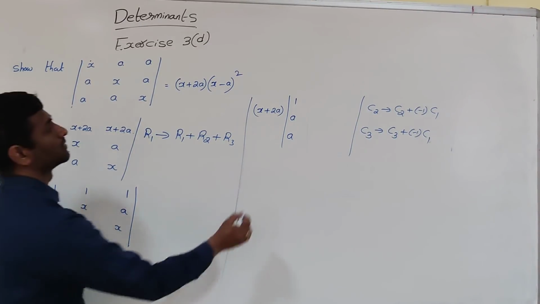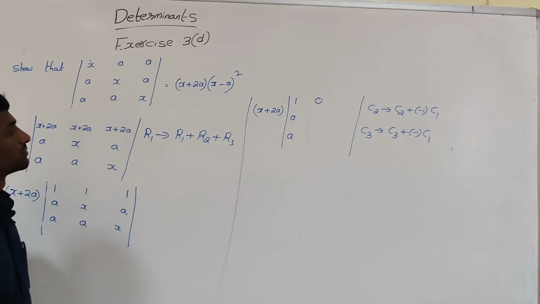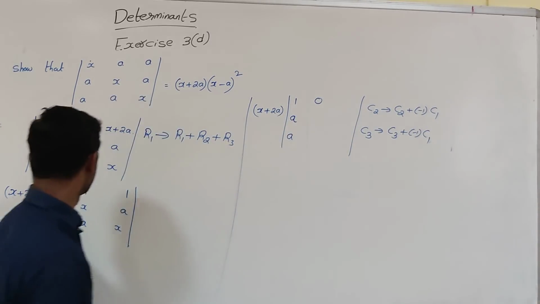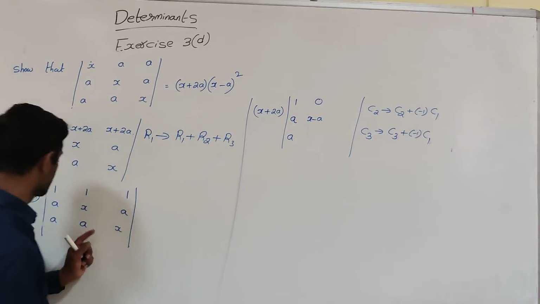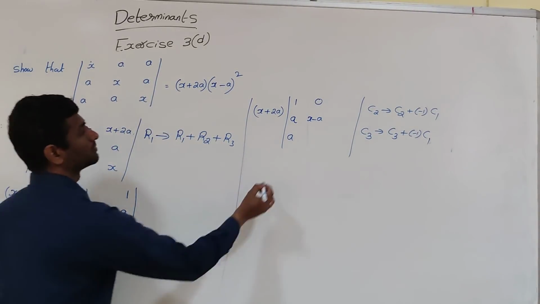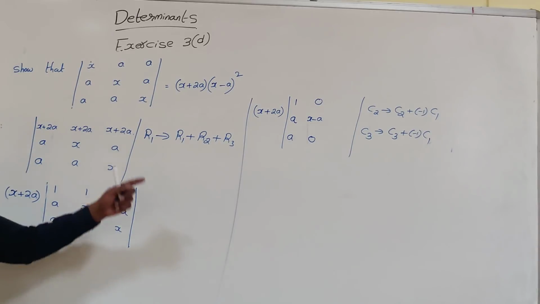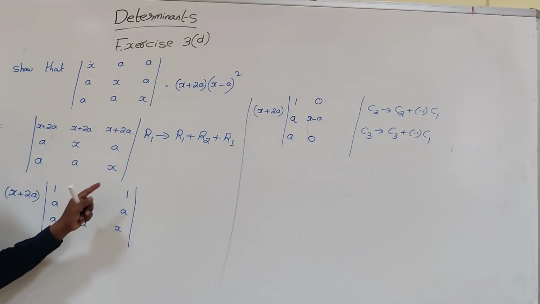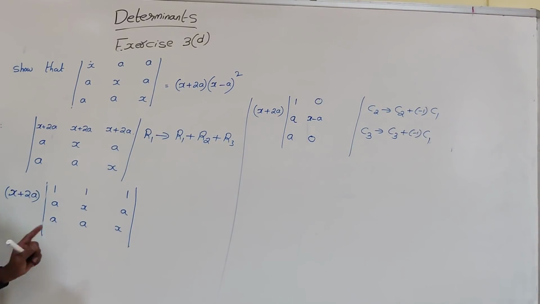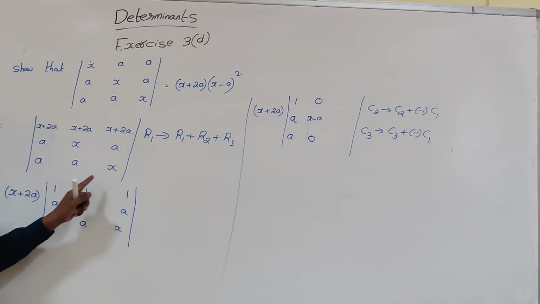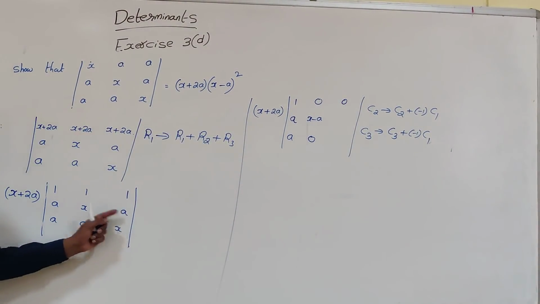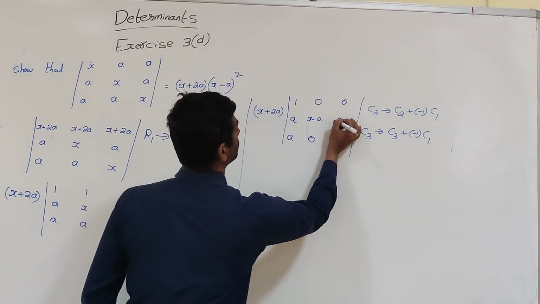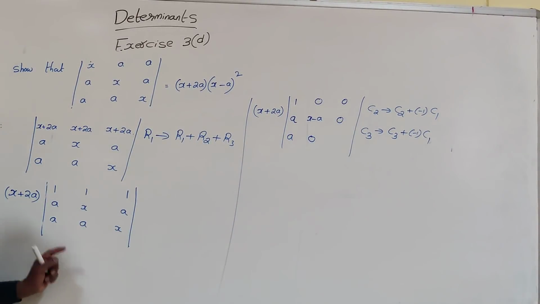1 minus 1, 0. X minus a, minus a, 0. Next, column 3 elements are added with minus 1 times of the corresponding elements of column 1. 1 plus of minus 1, 0. A minus a, 0. X minus a, x minus a.